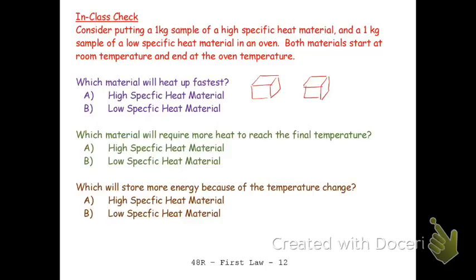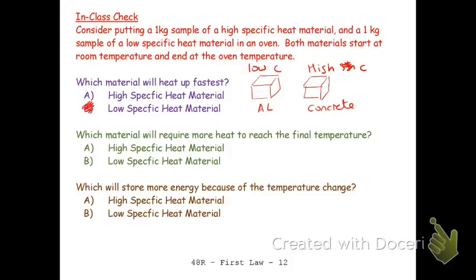Which material will heat up fastest? So this is aluminum, and this is concrete. This is the high specific heat, high c. And this is the low c. So your gut feeling tells you the aluminum is going to heat up quicker, yes? Concrete is kind of slow to react. So which will heat up fastest? Aluminum, which means the low specific heat material heats up fast. It doesn't take much energy to change its temperature.